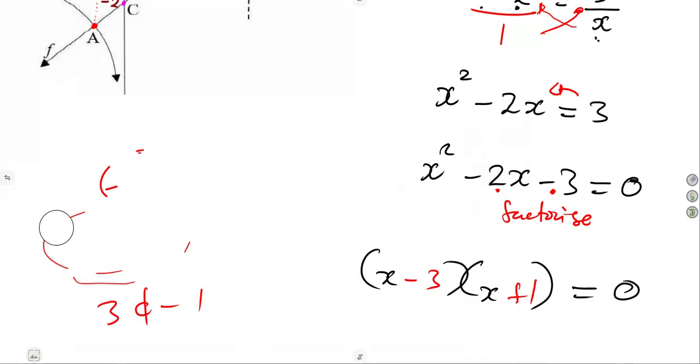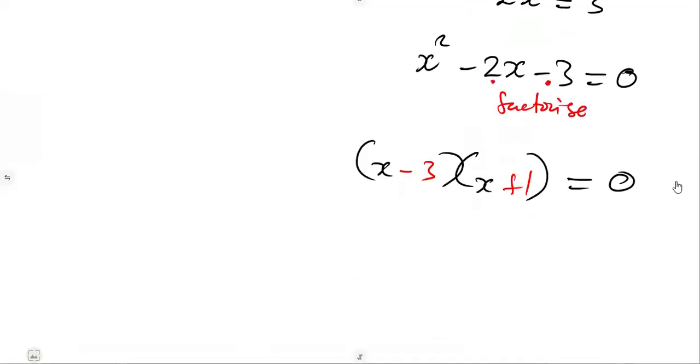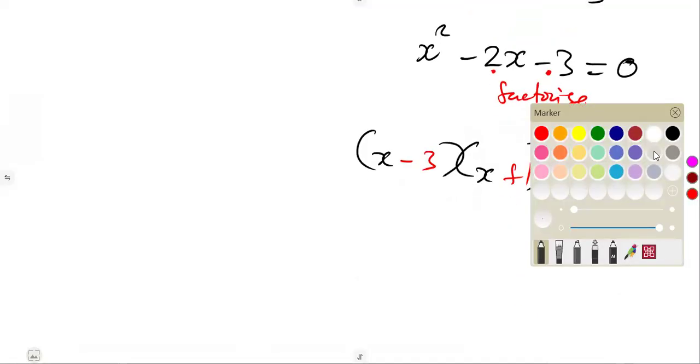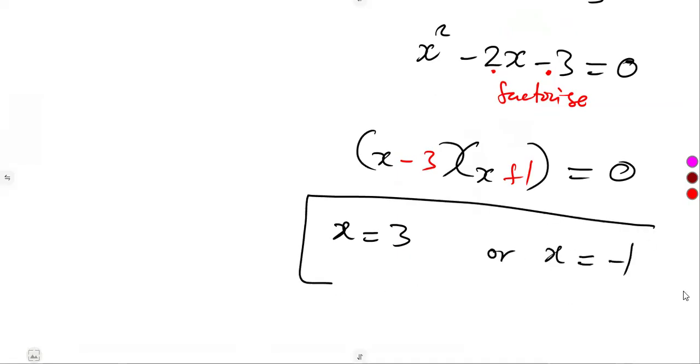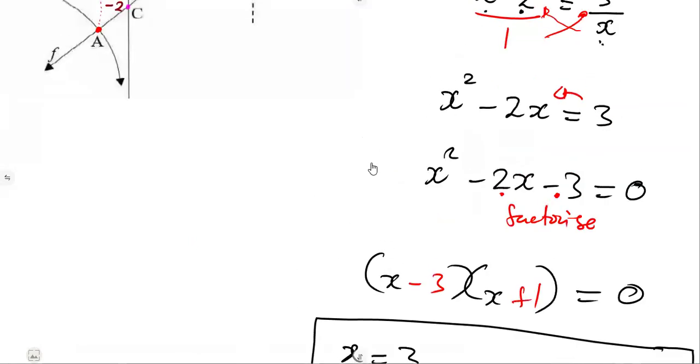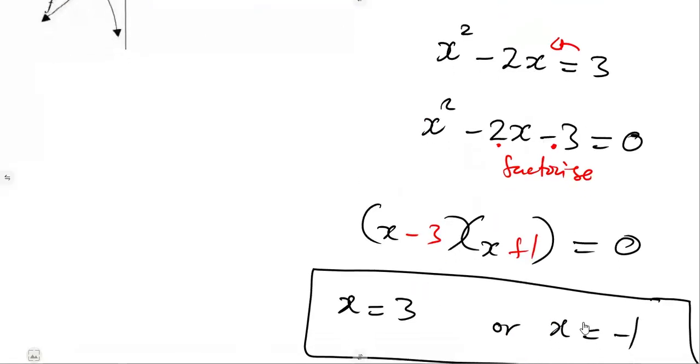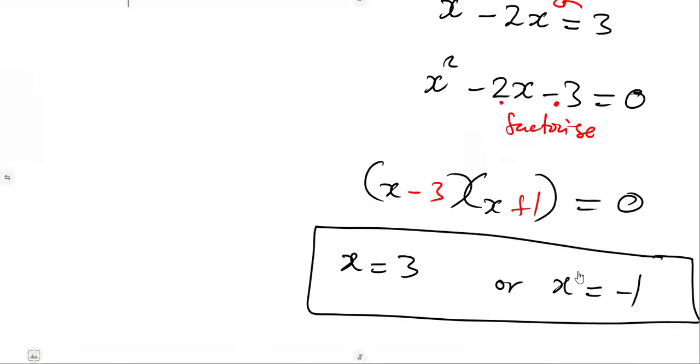Remember, one of these brackets must be equal to 0. We talked about the zero product, guys, from other questions. So we take one of these brackets to be equal to 0. Therefore, x is equal to 3, as 3 crosses the equal sign, it becomes positive. And 1 crosses the equal sign, it becomes a negative. So these are the values of x at these points of intersection. The one is 3, another one is negative 1. Which one is 3? Which one is negative 1?